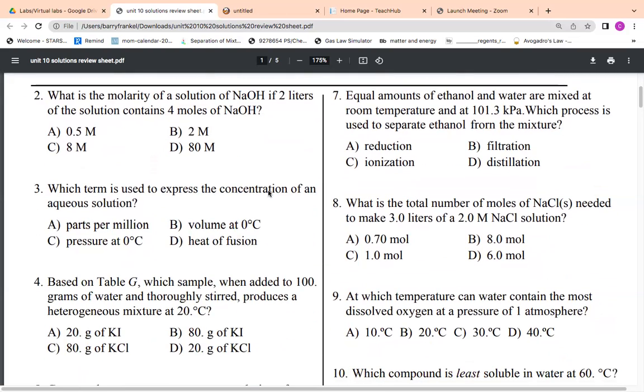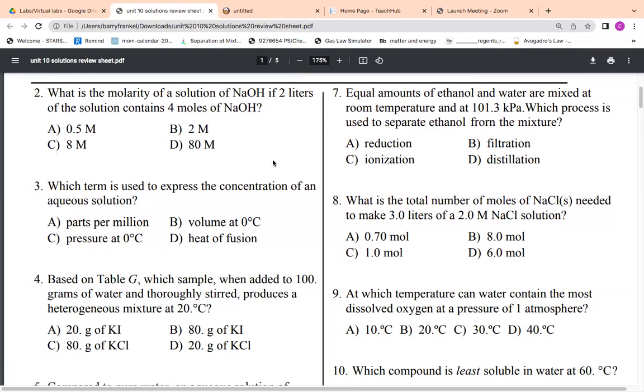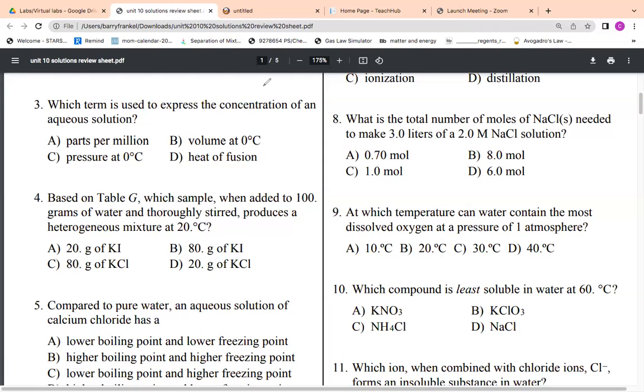Number 3, which term is used to express the concentration of an aqueous solution? So there are 2 ways to express concentration of an aqueous solution. One is parts per million, so that's what we're going to go with. And again, the other is molarity.